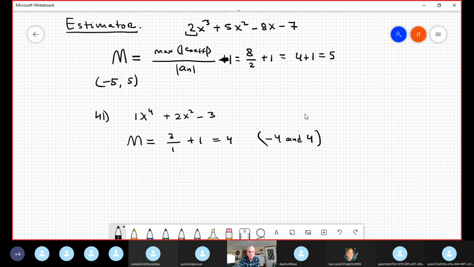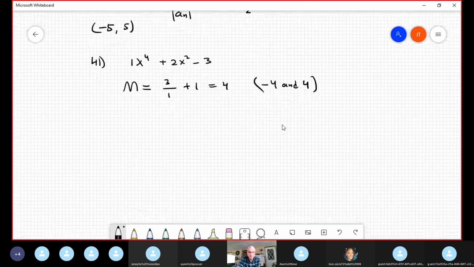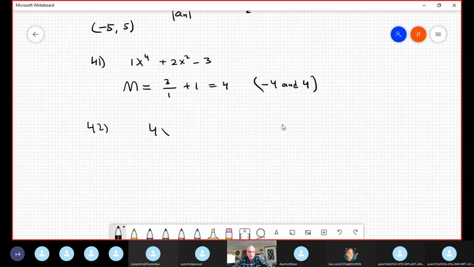Okay, 42. 42 is 4x to the 4th power plus 3x to the... Let me do 43, because 43 is more illustrative of the idea. 43 is more clear. Everything is possible, no? But 43 is more clear.